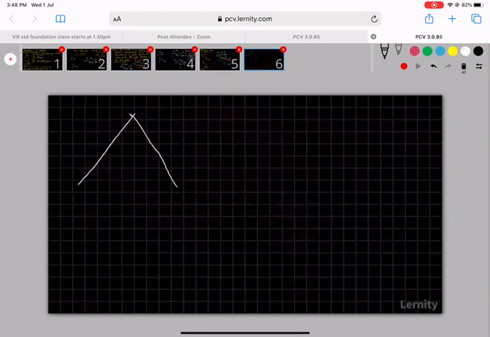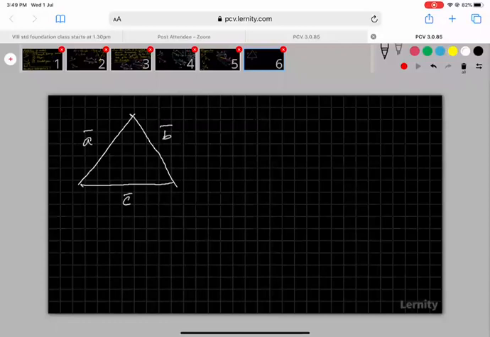There is a triangle. This vector is A bar, this is B bar, this is C bar, but I have to specify directions. This is A bar, this is C bar, this is B bar. Now, I have specified directions with 3 names, A bar, B bar and C bar. Looking at the triangle, tell me which vector is the sum of the other 2 vectors.